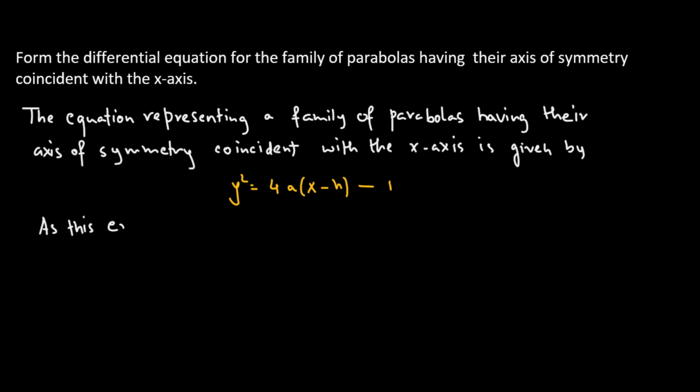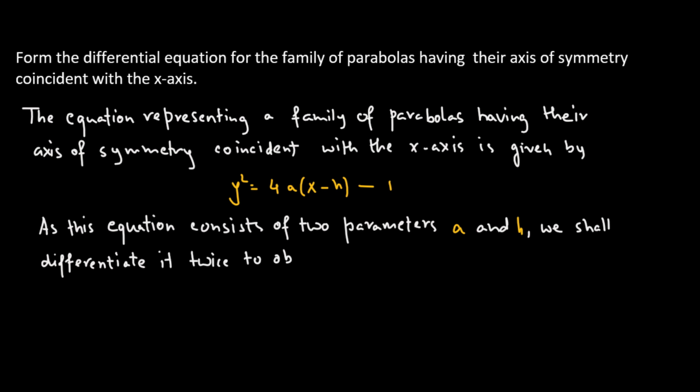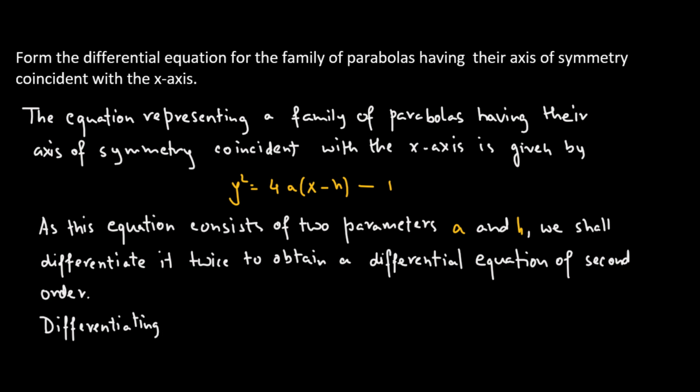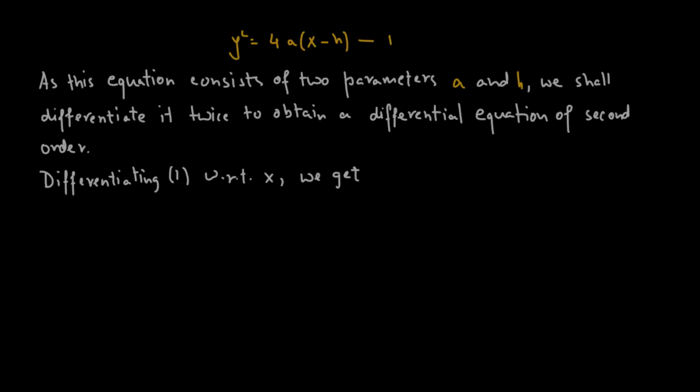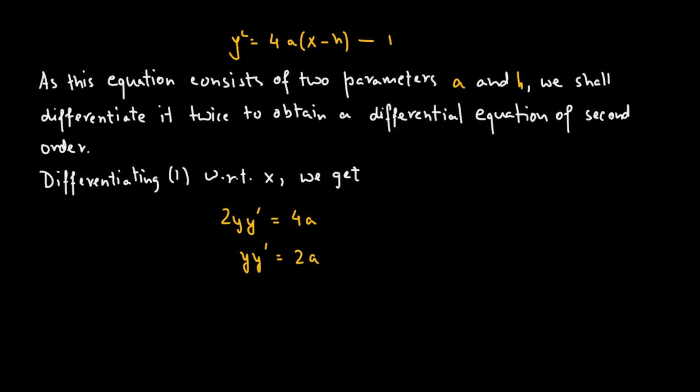As this equation consists of 2 parameters, a and h, we will differentiate it twice to obtain a differential equation of second order. Differentiating 1 with respect to x, we obtain 2y, by using the power rule, times y prime, which is again because we have differentiated y with respect to x by using the chain rule, equals 4a times 1. That's because the differentiation of x minus h will be 1. Factoring out the 2 from both sides, we get y times y prime equals 2a.